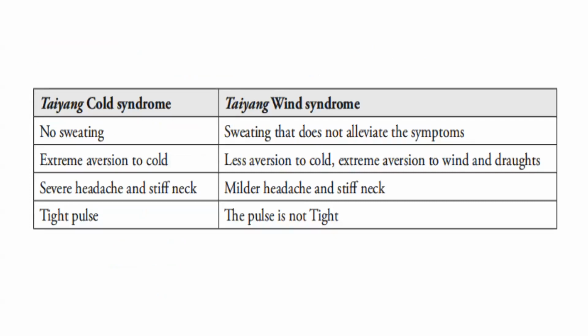In Taiyang cold syndrome, there is no sweating, while in Taiyang wind syndrome, sweating does not alleviate the symptoms. There is extreme aversion to cold in the cold syndrome, while less aversion to cold and extreme aversion to wind and drafts in Taiyang wind syndrome. There is severe headache and stiff neck in Taiyang cold syndrome, but a milder headache and stiff neck in Taiyang wind syndrome. And there is a tight pulse in Taiyang cold syndrome, and the pulse is not tight in Taiyang wind syndrome.